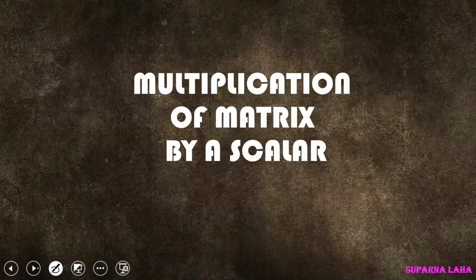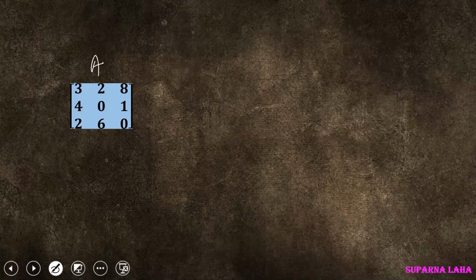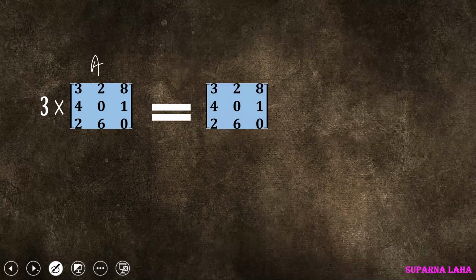Now let's talk about multiplication of a matrix by a scalar. We will discuss multiplication of two matrices in the next class, but today let's discuss scalar multiplication. Any matrix of any order is given. Here I'm taking a matrix of 3 cross 3 order. Let's call it A. Now multiply this matrix with the scalar 3. For multiplication, what you have to do? You have to multiply each and every element by the scalar.